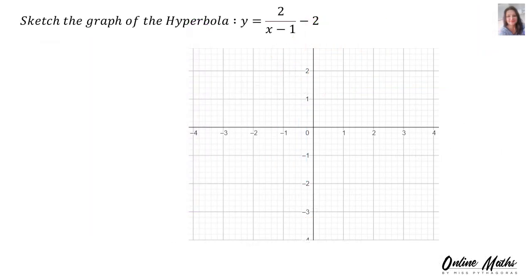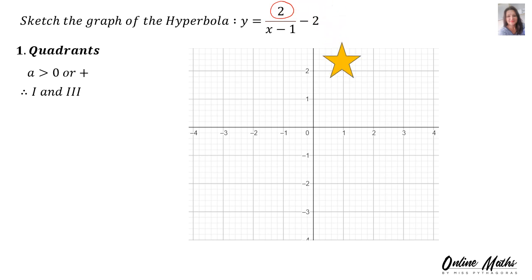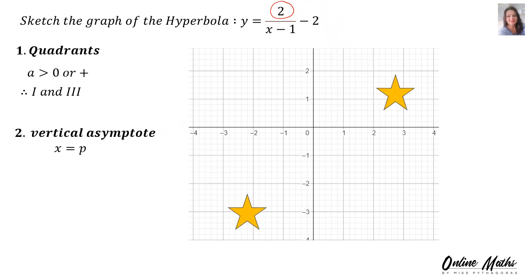Let's sketch the graph of the hyperbola y is equal to 2 over x minus 1, minus 2. We will start with the quadrants. A's value is greater than 0, or positive. It's this value over there. Therefore, the quadrants are 1 and 3. Step 2.